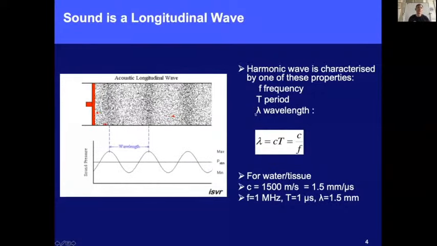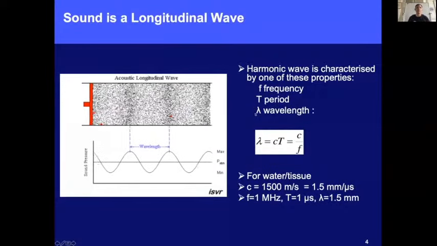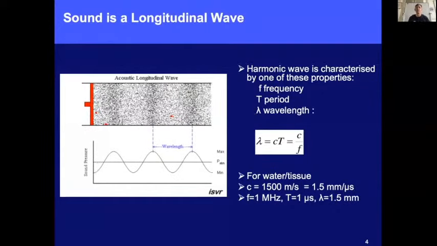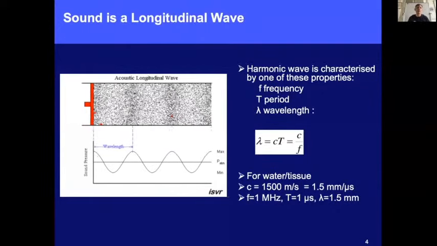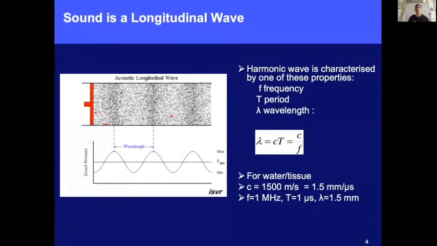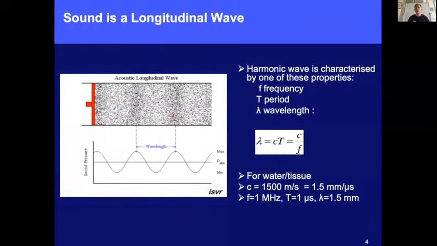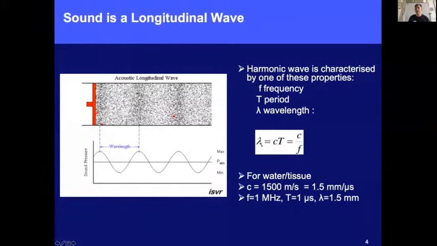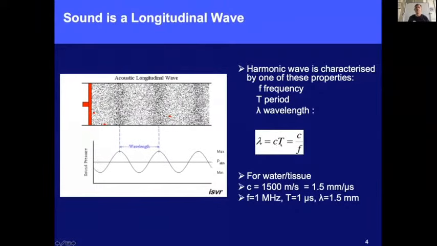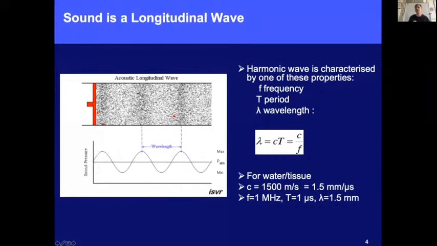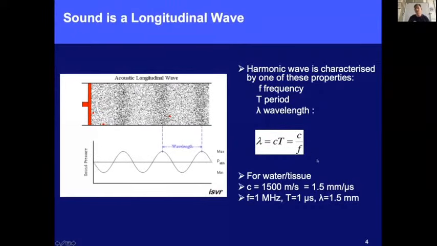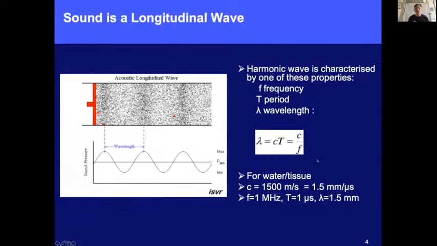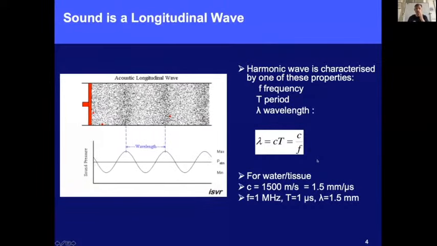The other one is the frequency, so that's how many cycles per second we have, typically again measured in hertz, and then the period, which is the duration of one cycle in seconds. And so from high school physics, you should recall these equations here. The wavelength is equal to the speed of sound times the period, or it's the speed of sound divided by the frequency.